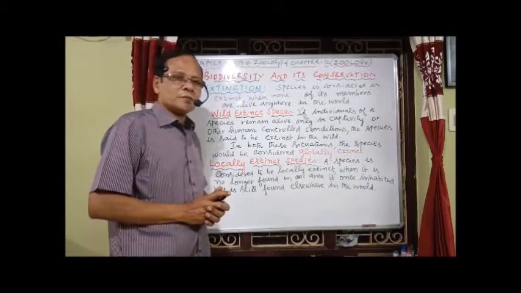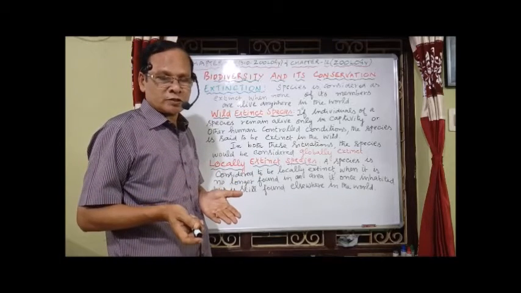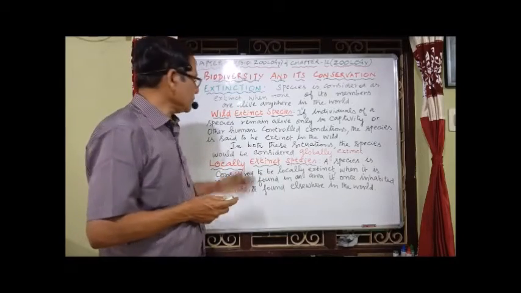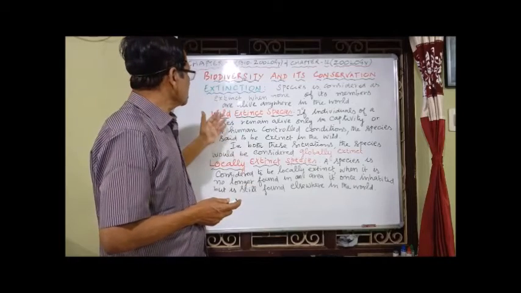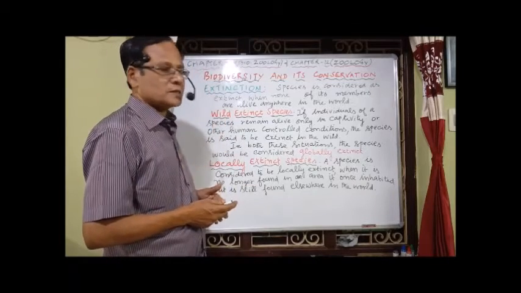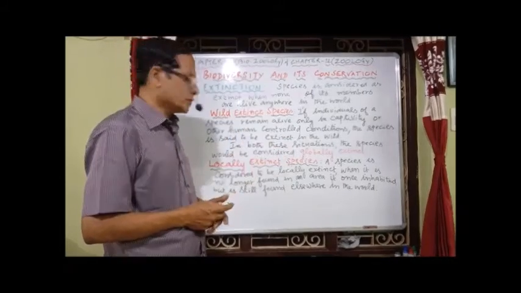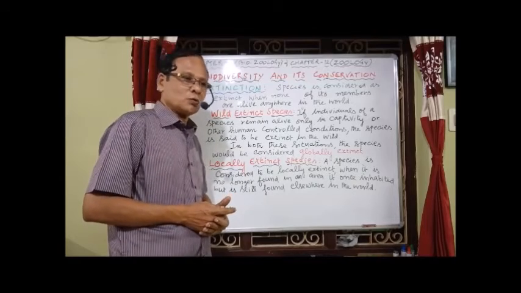Now we have different types of extinction. That is, we have natural extinction, mass extinction, and anthropogenic extinction. Before that, there is also another type of classification. The extinct species are classified into widely extinct species, globally extinct species, and also locally extinct species. What's the meaning of each one?